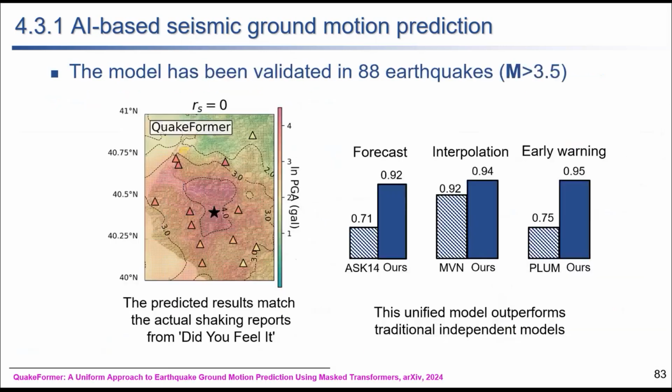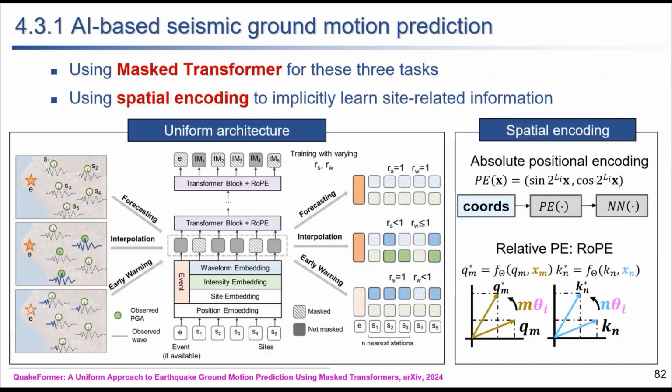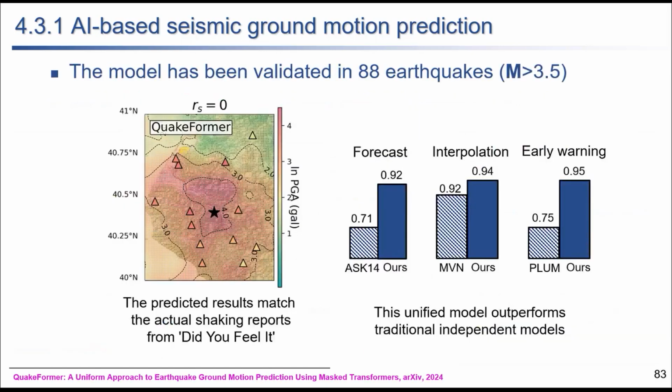So we call it a mask transformer for these three tasks. For case A, before an earthquake, you mask everything. You assume an earthquake magnitude and predict all the ground motion. And for task B, you have the earthquake, you have the 3 seconds of ground motion, you know that, and then use this to predict the remaining 30 seconds of ground motion. And for task C, you know all the epicenter, earthquake and the ground motion, and you predict some other location. So you can combine them together, and we call it a quick transformer, to do the ground motion prediction.